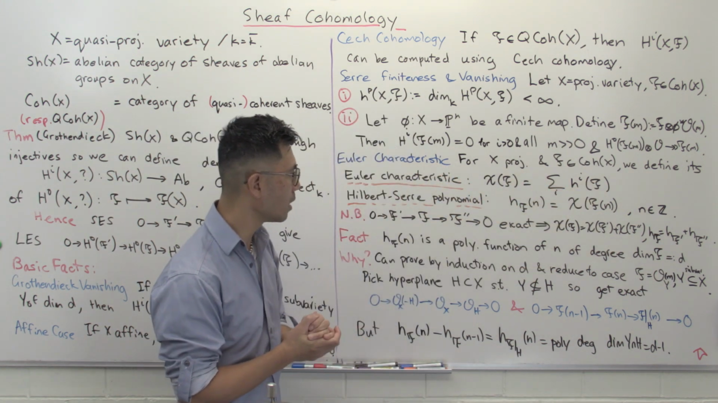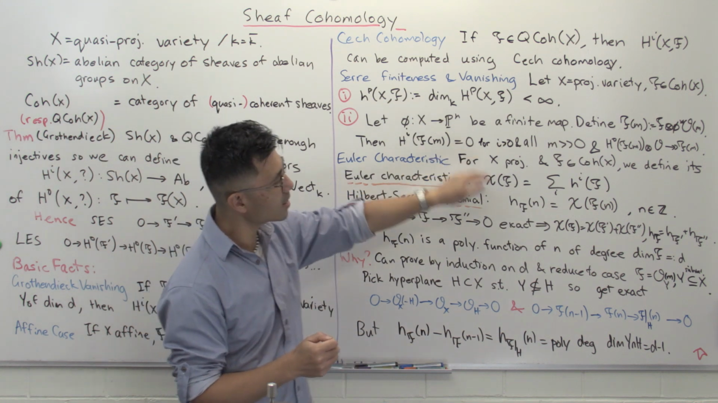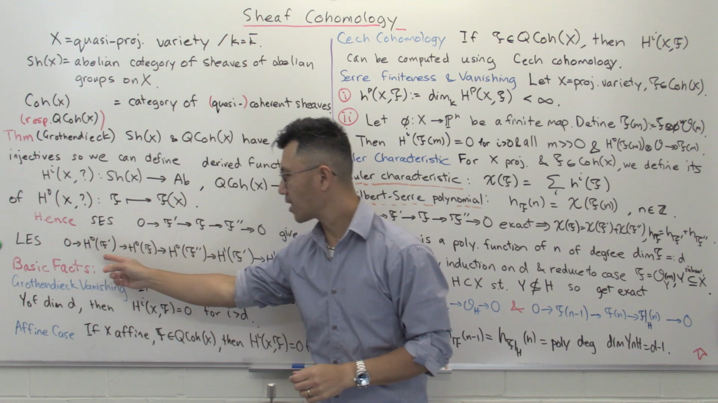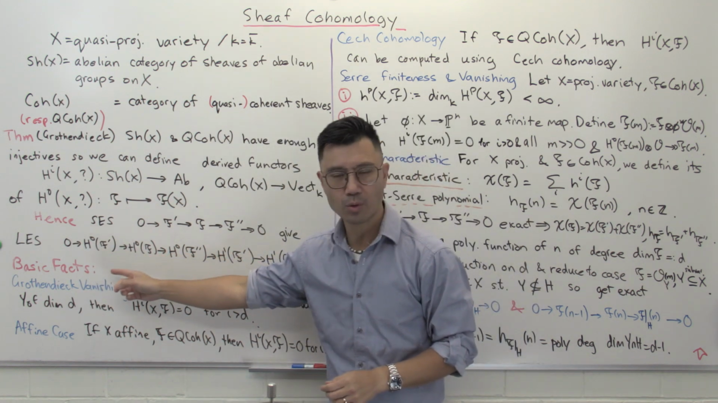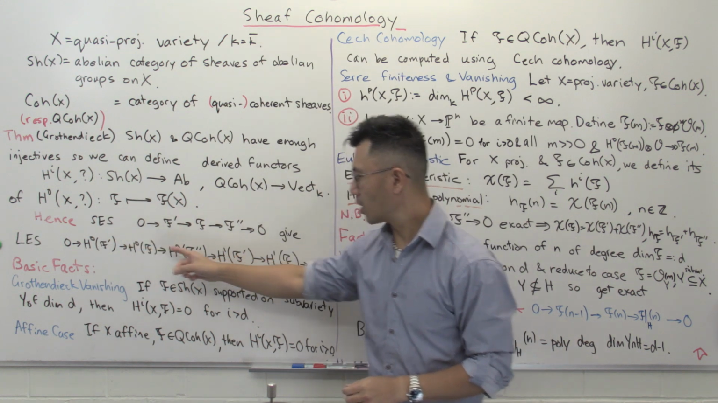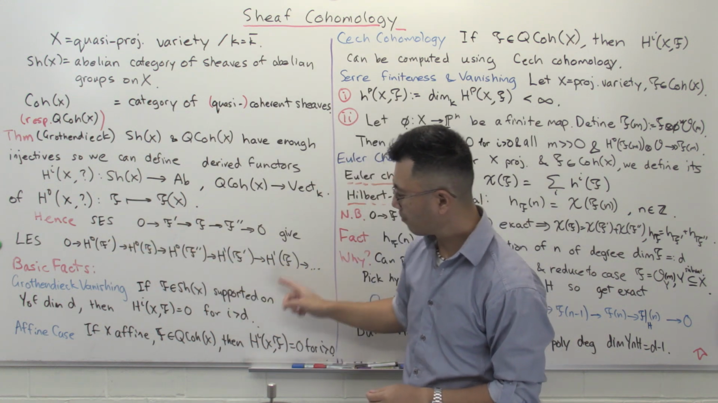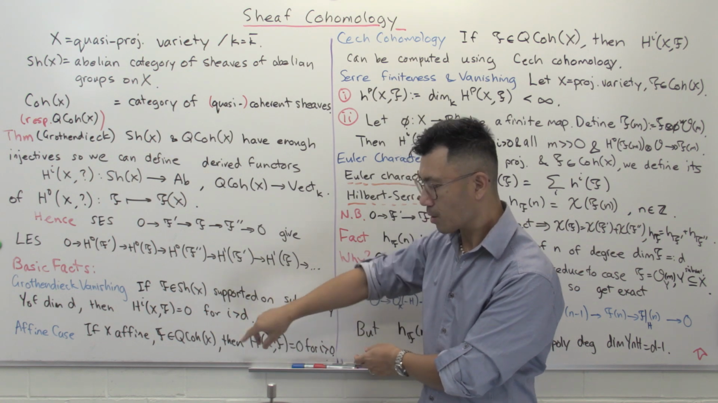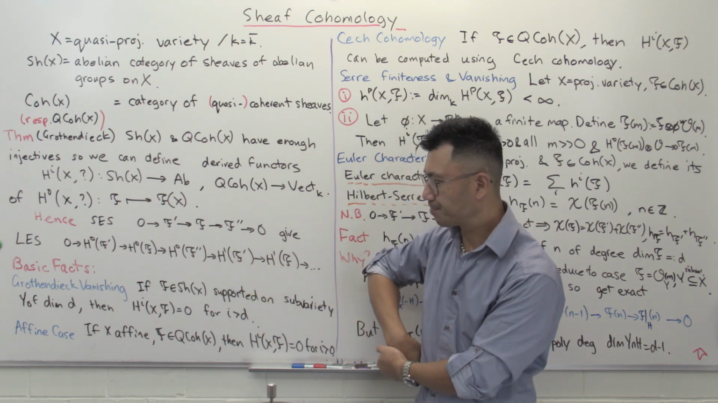Okay, so why are these things easier to work with? The key point is that you have a long exact sequence here. If this eventually goes to 0, then by Grothendieck vanishing, after a while you'll just get a string of zeros at the end.